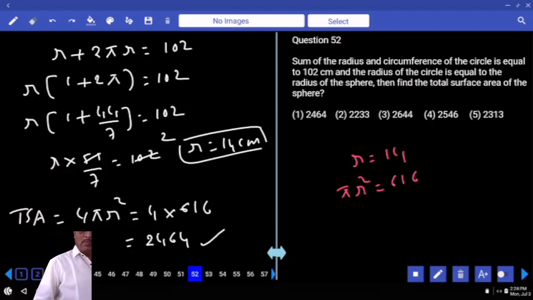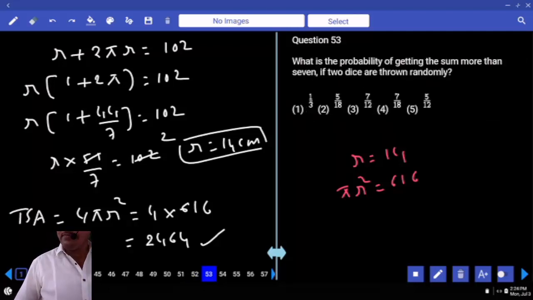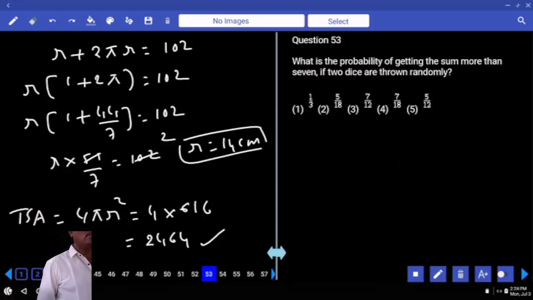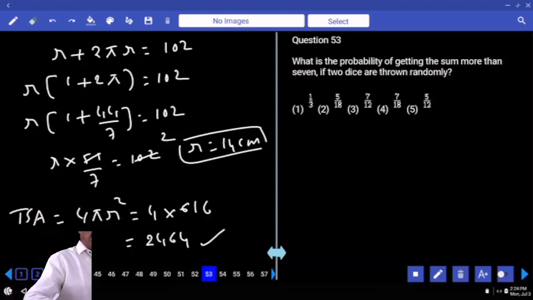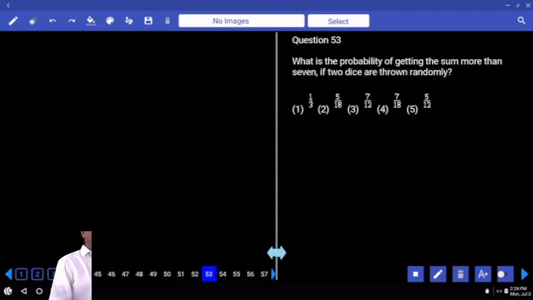Okay. Now 53. What is the probability of getting the sum more than 7 if 2 dice are thrown randomly? So the probability of getting a sum more than 7. More than 7 means the sum may be 8, 9, 10, 11 and of course 12.